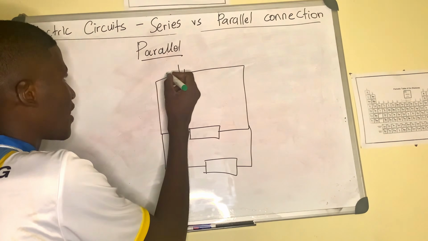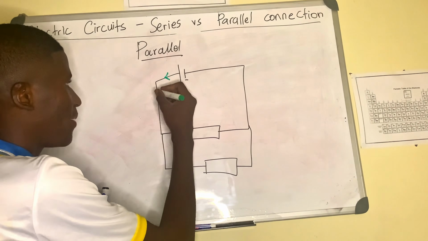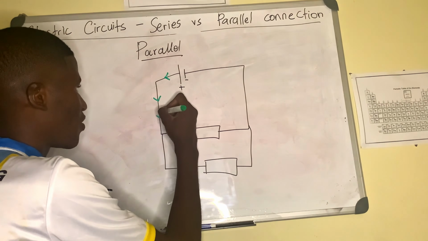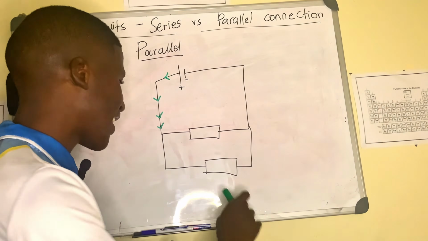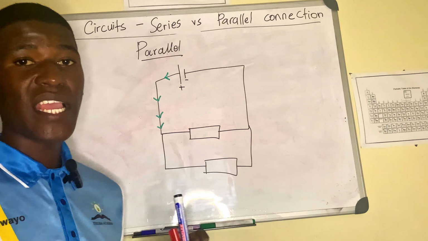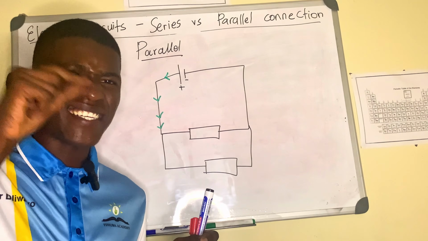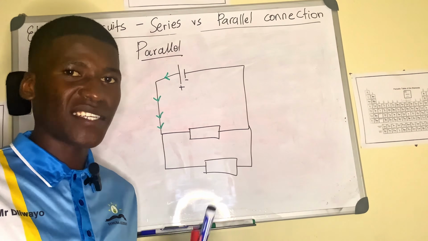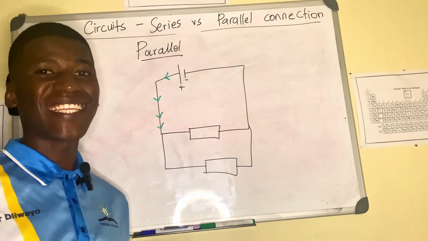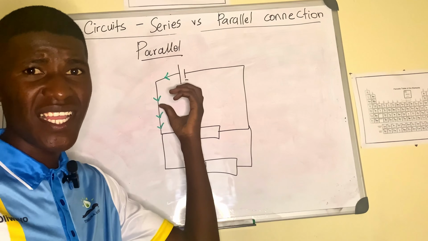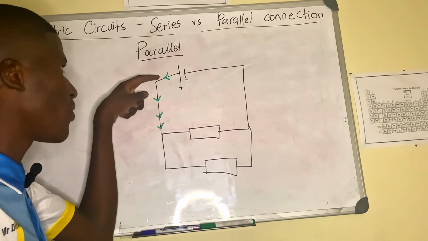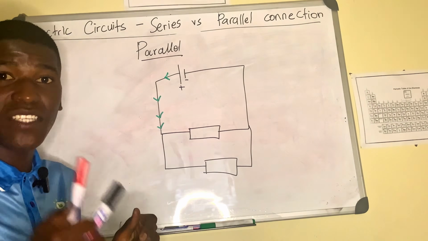So here we have the current moving from the positive terminal, exactly as it is. Mind you, the direct current that's coming from the battery is known as the total current. Why do we say it's known as the total current? It's like it's the current of the battery. So this current, which I'm representing with green arrows, is the current of the battery.